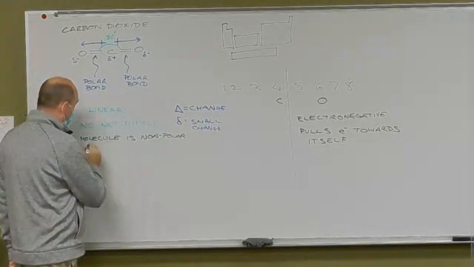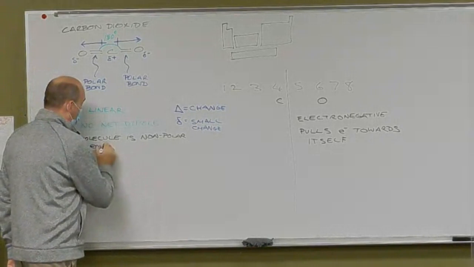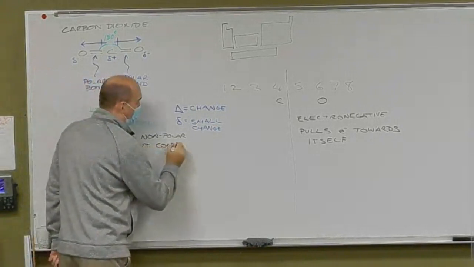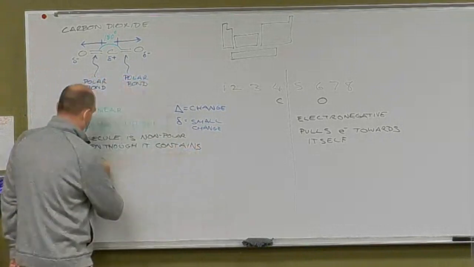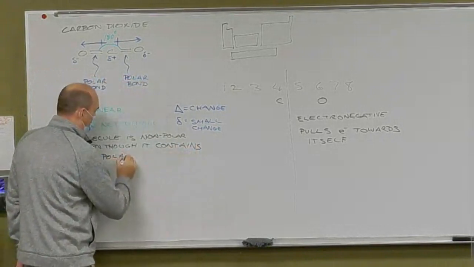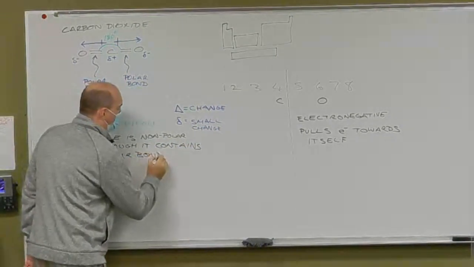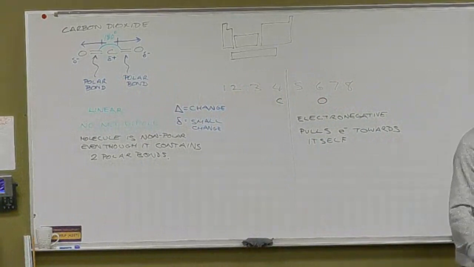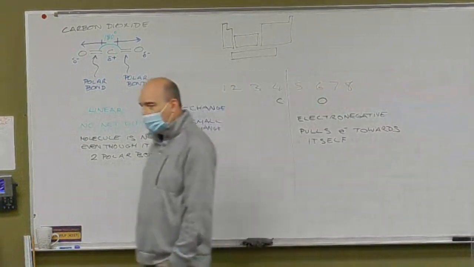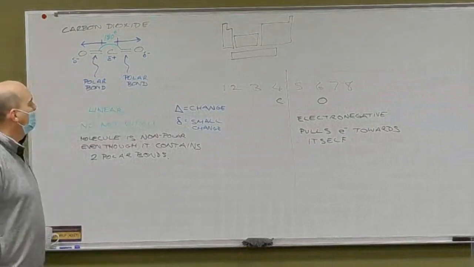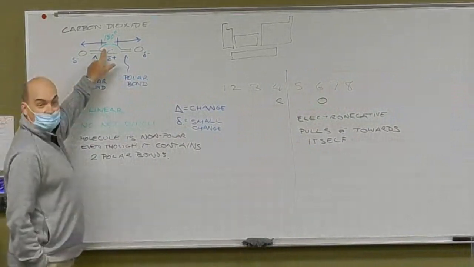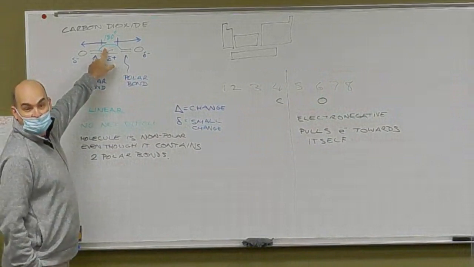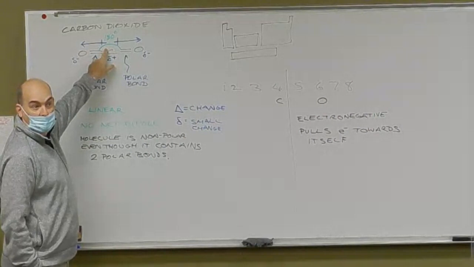So that molecule is non-polar, even though it contains two polar bonds. Okay, this means that we cannot just look at what these molecules give us on paper. We have to consider the geometry. And geometry is a three-dimensional thing. Okay.